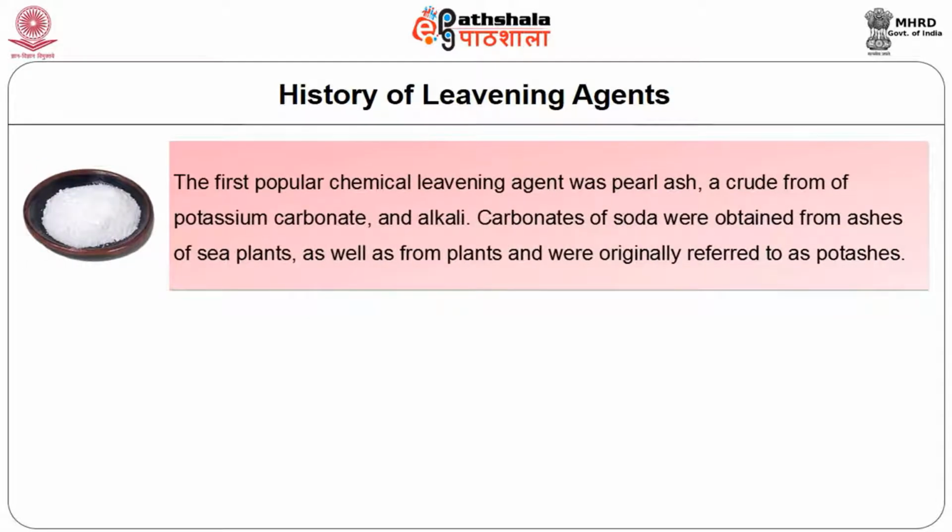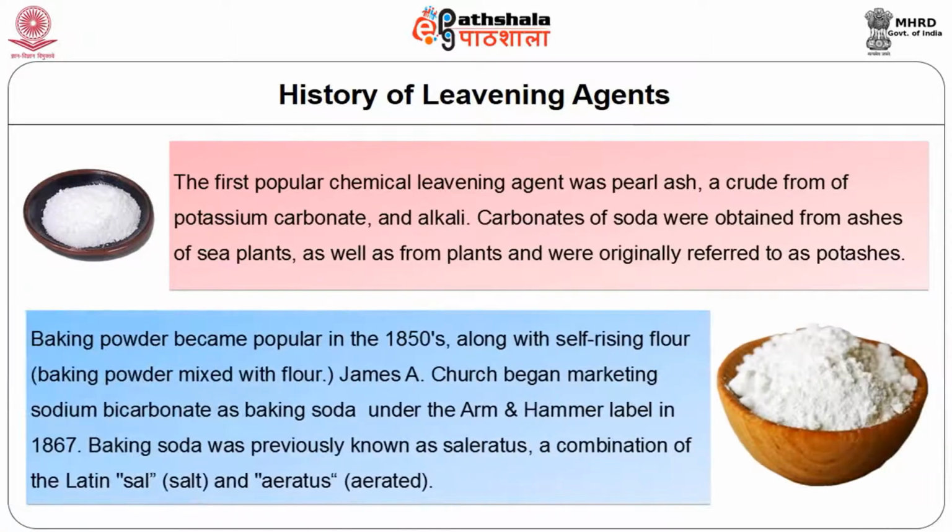The first popular chemical leavening agent was pearl ash, a crude form of potassium carbonate and alkali. Carbonates of soda were obtained from ashes of sea plants as well as from plants and were originally referred to as potassius. The potash was used in baking as a leavening agent until the 1830s. Later, a more favored baking soda, that is sodium carbonate, soon arrived on the scene.